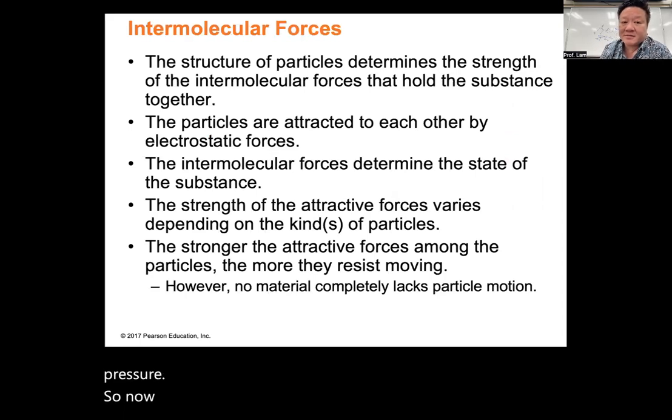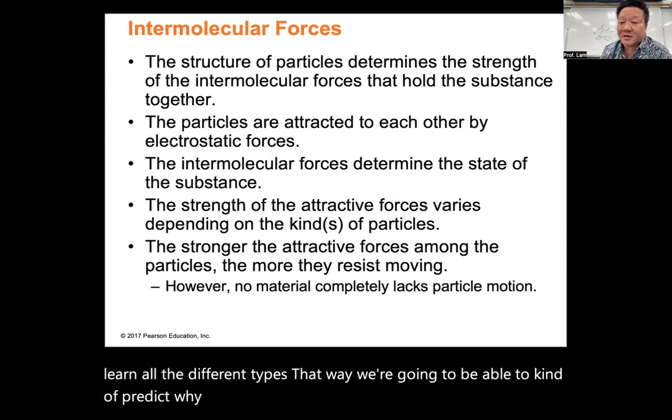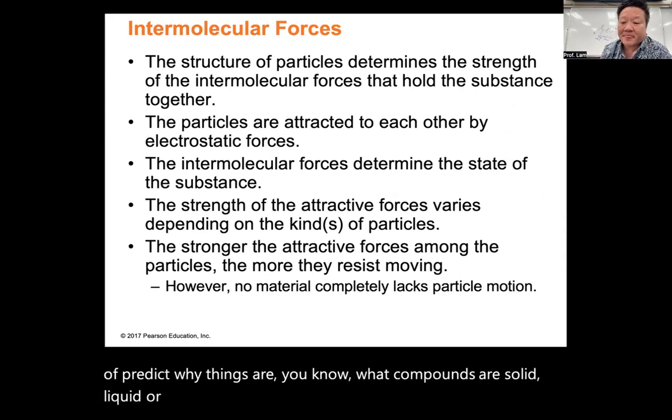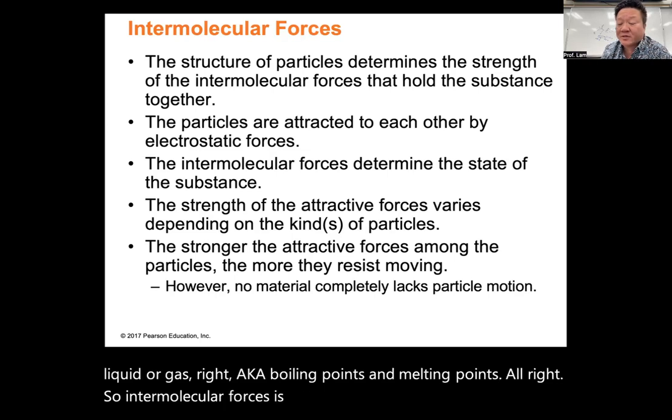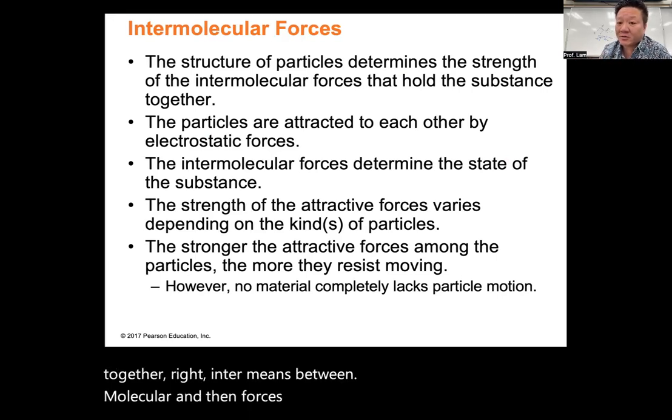So now let's go to intermolecular forces. Okay. So we're going to learn all the different types. That way we're going to be able to predict why things are, what compounds are solid, liquid, or gas, AKA boiling points and melting points. All right, so intermolecular forces is the force that holds the molecules together. Inter means between, molecular, and then forces. So between molecule forces.